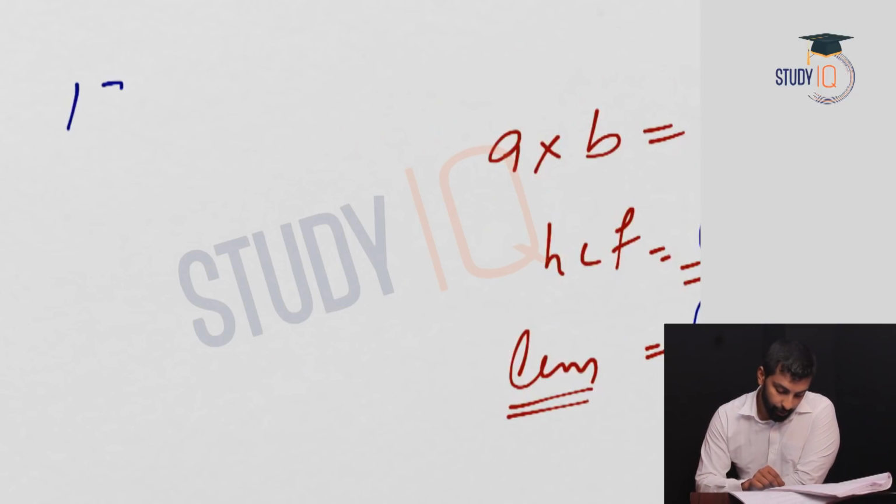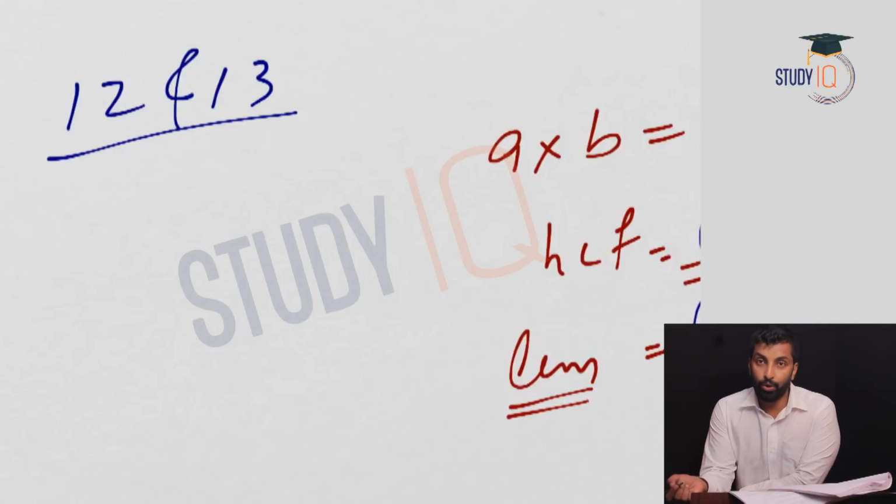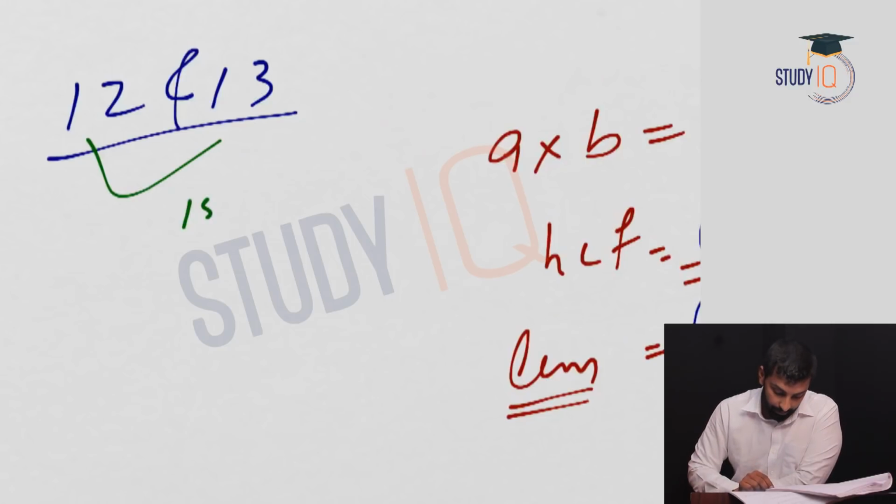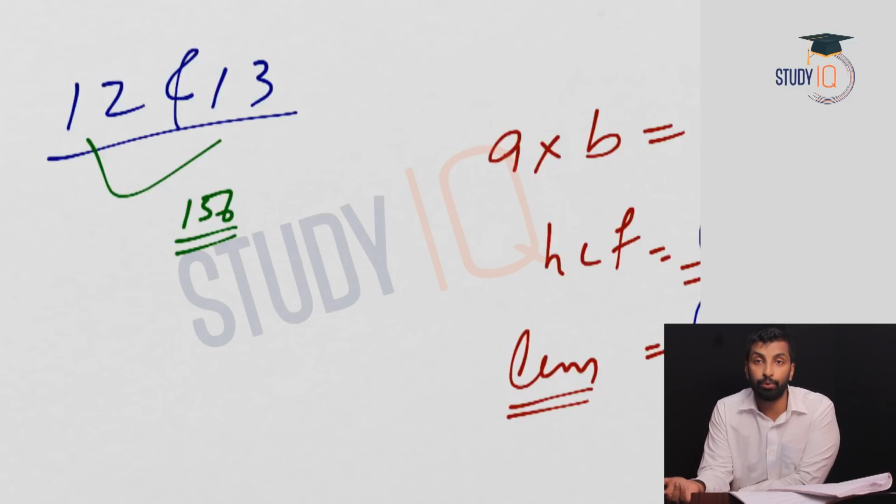Let me take 12 and 13. Okay, so what is the product? Basically, how will you multiply 12 and 13 faster? 12 into 12, what is that? 144. Everybody knows that, right? So 13 means one more time 12. So 156. That's the product. I hope this is clear for you, right?